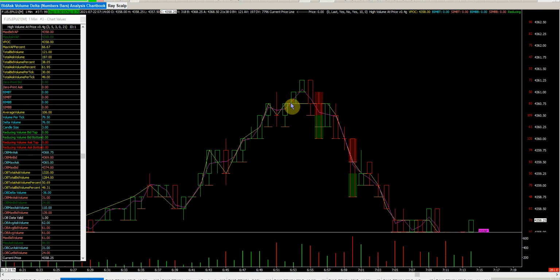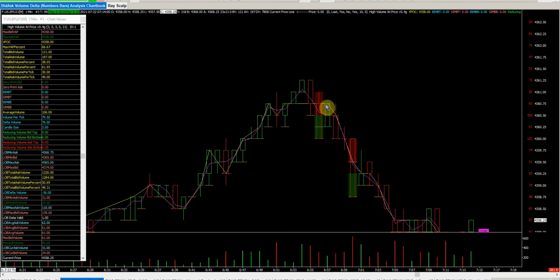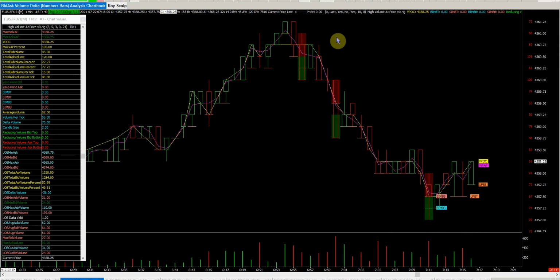There was your VPOC for 1, 2, 3, 4. You know what? 4 or 5 candles right there. So you've got all this stuff right here, and there we go, selling off. There's a nice sell-off right there.